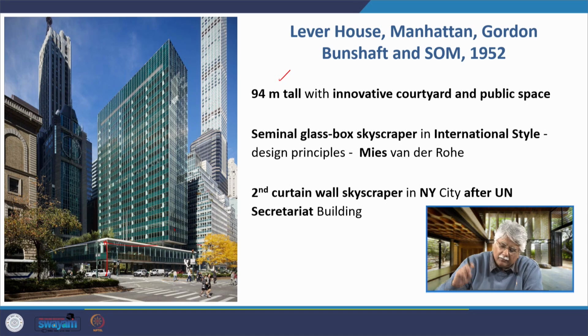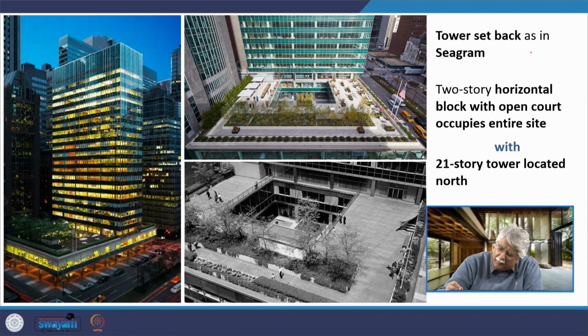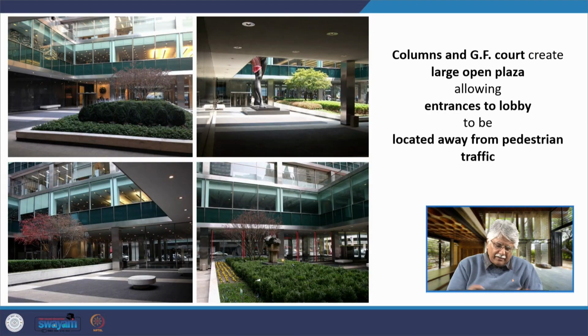The second curtain wall skyscraper in New York City, after the United Nations Secretariat building, that came up was the Lever House. Now, the tower is set back as happened in Seagram, but it has this 2-story high horizontal block which has an open courtyard in the middle occupying the entire site, and the tower is 21-storied high, located on the north of the site. Now, this entire courtyard within just opens up the building at the ground level, but the entrance to the slab block is kept away from the pedestrian street.